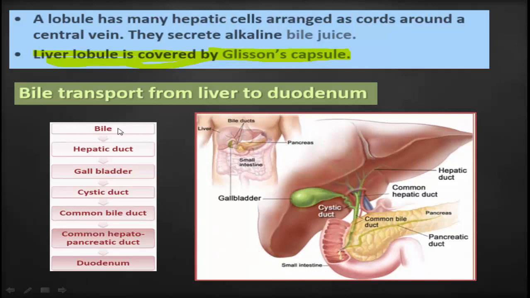So bile is produced in the hepatocytes. That bile from the hepatocytes, through the hepatic duct, is transported to gallbladder. The duct of the gallbladder is cystic duct, and from that cystic duct to the common bile duct, then to the common hepatopancreatic duct, and finally it is released into the duodenum of small intestine. This is how the bile is transported from liver to the duodenum. Then moving to the next part.